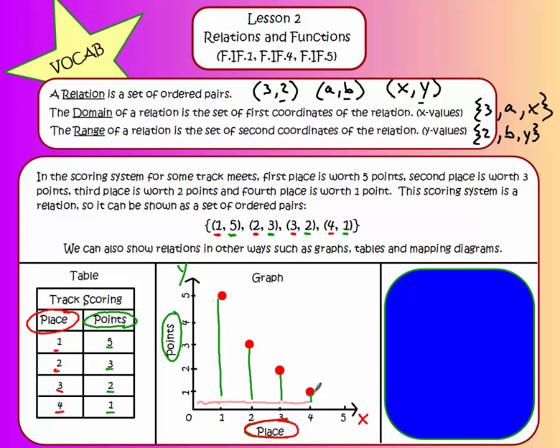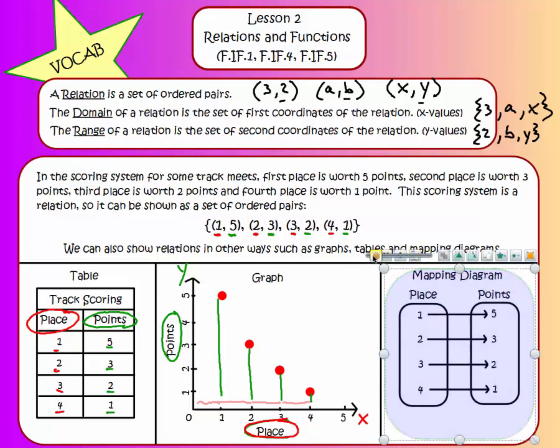So again, this is just another way to represent the same data. And now this final one's kind of a new one. This is called a mapping diagram. And what we can do is make two lists. The first list is going to be the place. The second list is going to be the points. In other words, the first list ends up being what we call the domain. It is that set of all those x values, the first numbers.